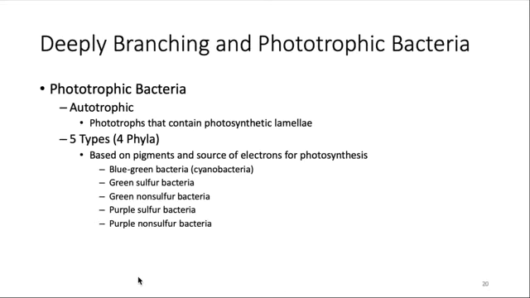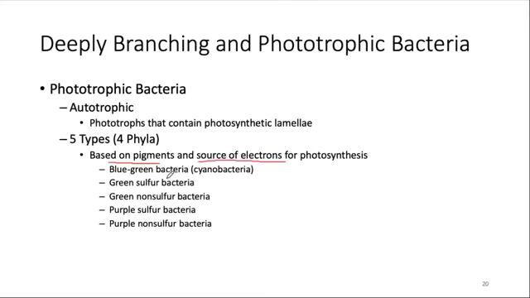Then you have the phototrophic bacteria. You have the autotrophic ones, so those that use light. The autotrophic bacteria are grouped into 5 different groups. There are 4 phyla, so they belong to 4 different phyla, but they are in 5 different groups. And the grouping is based on the pigments that they produce and the source of their electrons.